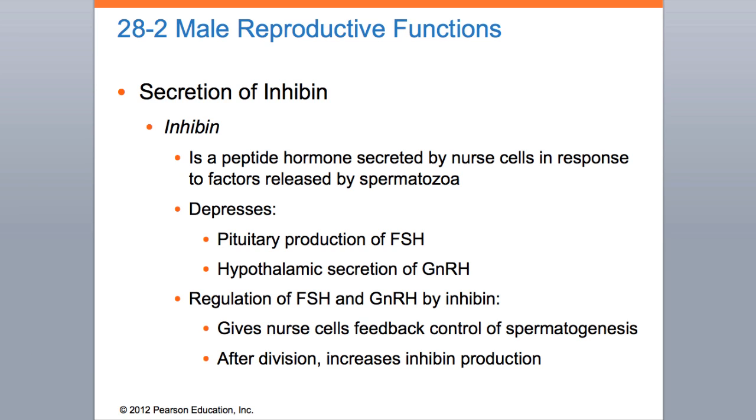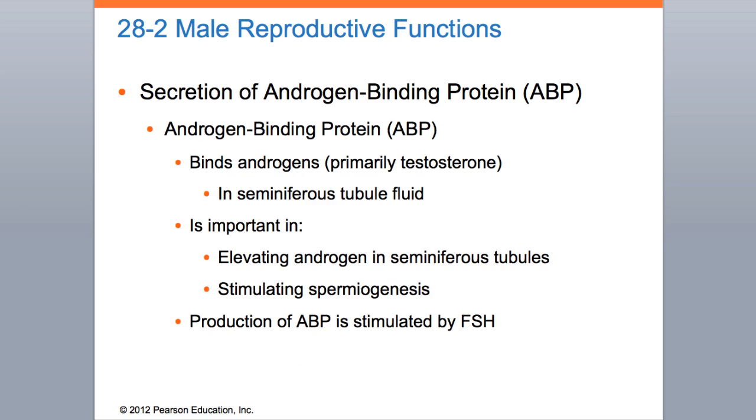So this slide is important. The action of inhibin. Okay, this was the other one that was mentioned. Notice it says androgen binding protein binds androgen, especially testosterone. Stimulates spermatogenesis. Production of ABP, or androgen binding protein, is stimulated by FSH. So you should be starting to make some kind of a flow chart, and that's what we'll be looking at shortly. Next slide.